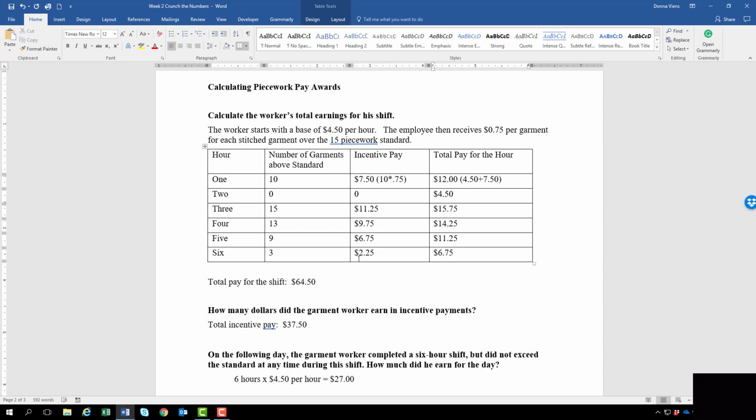Excel is the HR person's gold mine. You can do so much for so little time in Excel. So make sure you take a look at that.